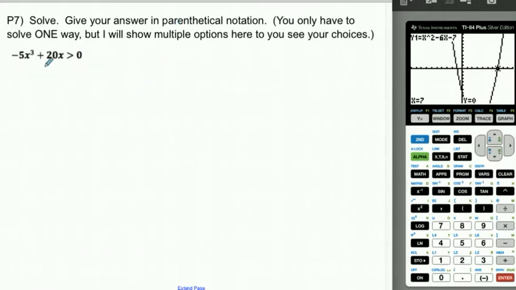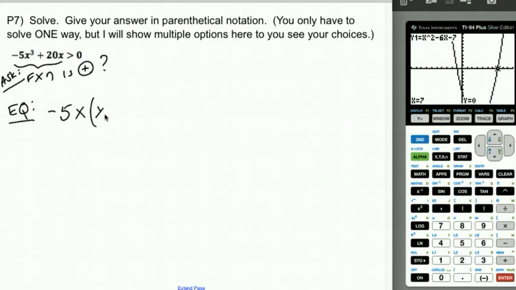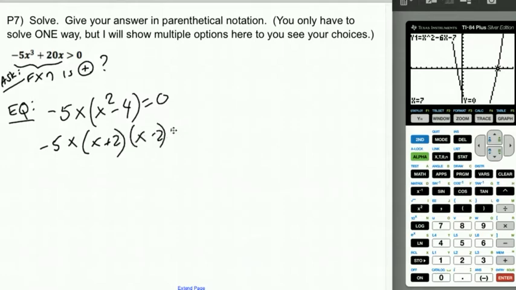Cool. Let's do a P7. So I'm going to notice that I want when this function is positive, right? That's what greater than 0 means. So you want to figure out what they're asking. Then I'm going to look at the equation to find the zeros. So I'm going to take out a -5x and be left with an x squared minus 4, which is a difference of squares. So I'm going to get -5x, x plus 2, x minus 2. So either x is 0, or x is -2, or x is 2.